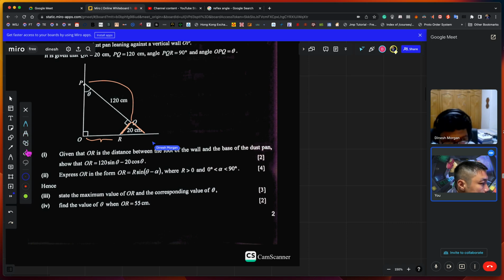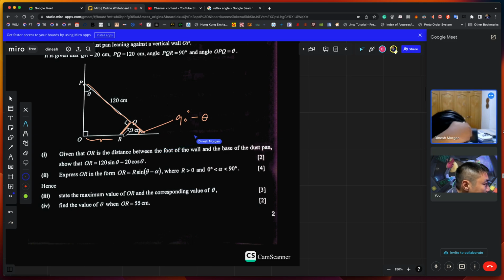Let's work on this together. This is 120. So this is theta. So this is 90 minus theta, right? If this is 90, that means this is theta. If this is theta, I think we can figure out this part and this part already. Let me use a different color.